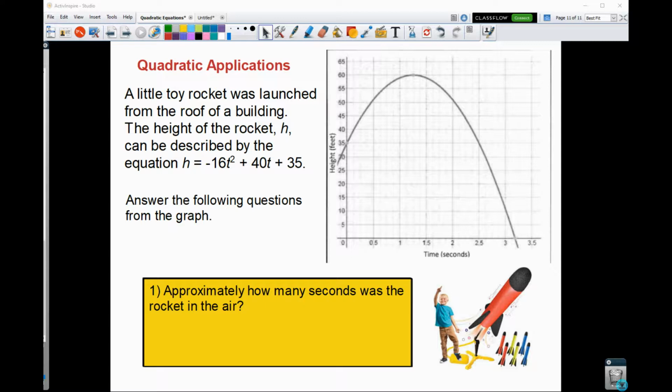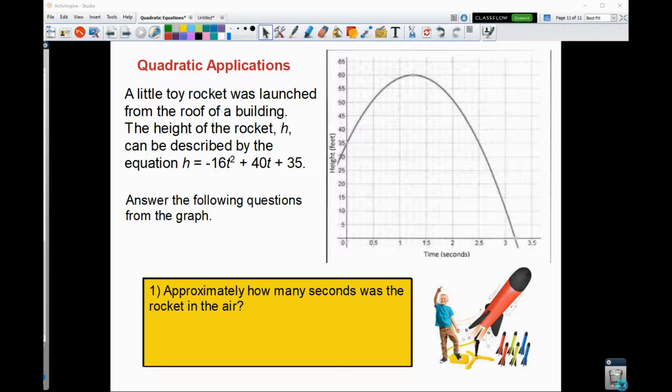This is a video about quadratic applications. As you can see here, you're given a graph of a parabola that is facing down. It opens down and has a maximum value or a vertex. So we're going to start exploring some of this stuff. You can see our x-axis is time in seconds and our y-axis is height in feet.